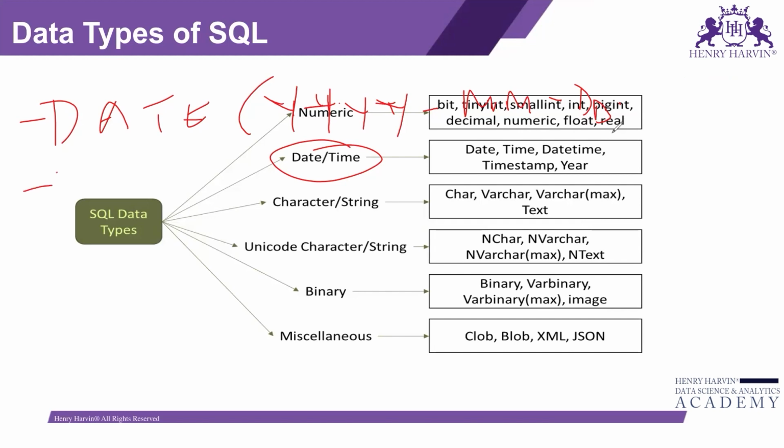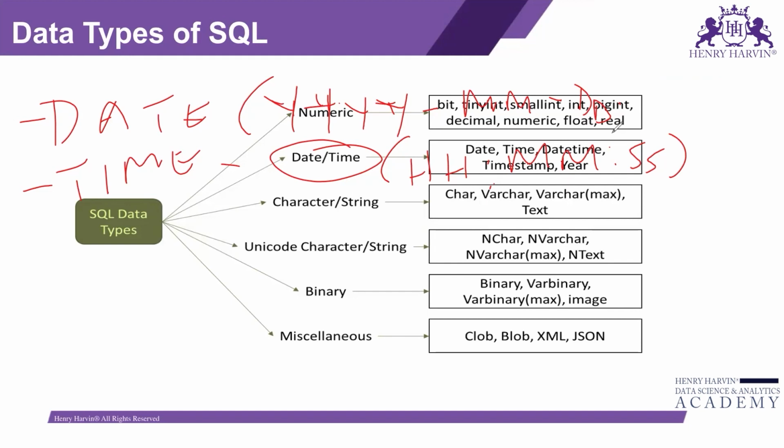Then we have time. The time is used so that we can give the time values. The time values are represented as hour, colon, minute, colon, and seconds. Minute and seconds, in that manner. So that's how we represent that.